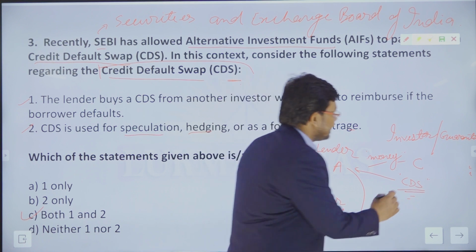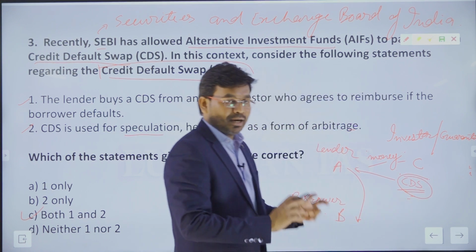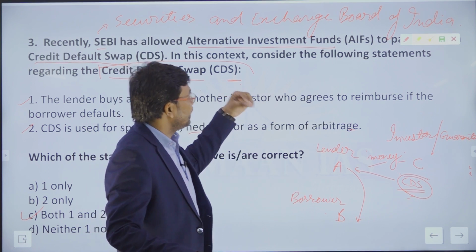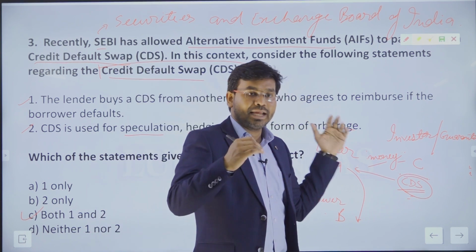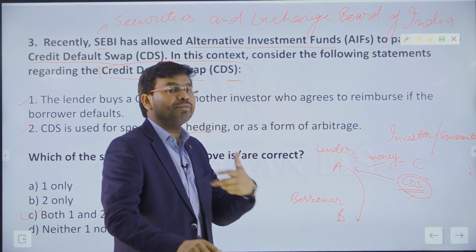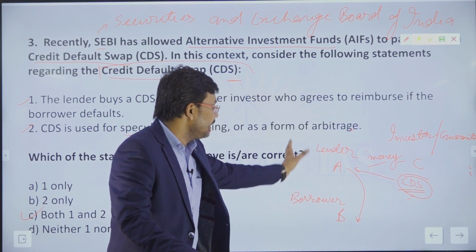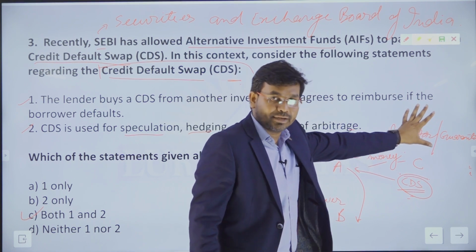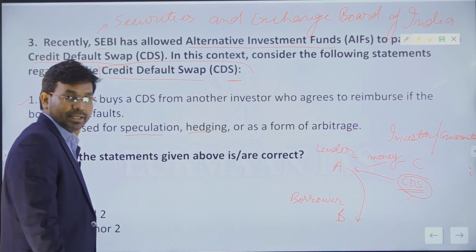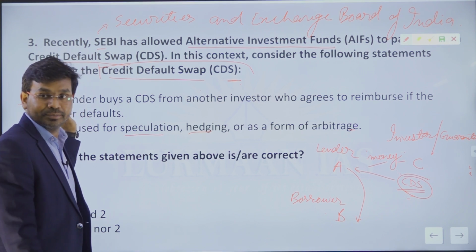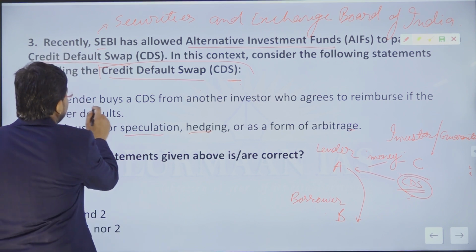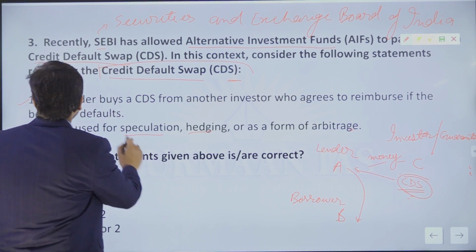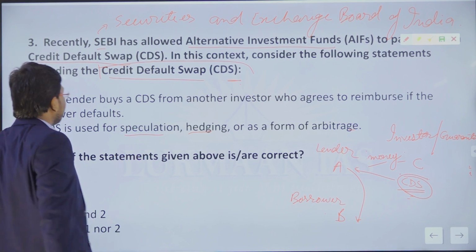So this is the role of CDS. This credit default swap is an instrument in which the lender does away with the risk associated with lending money, because that risk is transferred to another investor. This is what the first statement says: the lender buys a CDS from another investor who agrees to reimburse if the borrower defaults. So this is a correct statement.